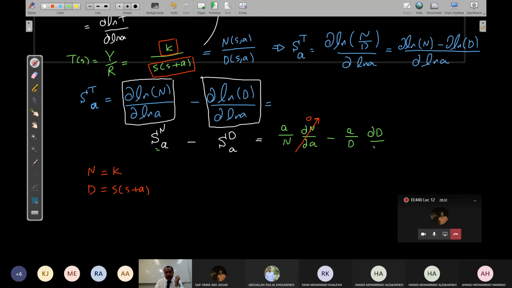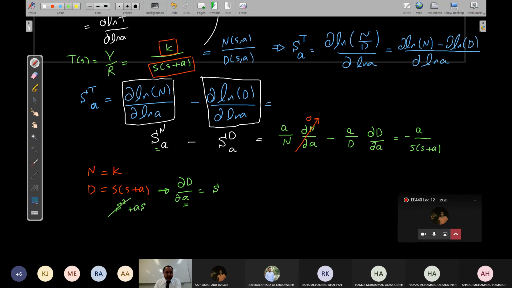Partial D with respect to partial A. So now let's see, this will equal to minus A over S times S plus A. Then partial D with respect to partial A. Can you do this for me? This will equal to what? S, thank you. Yes, it's S because I'm differentiating with respect to A. So this is S squared plus AS.